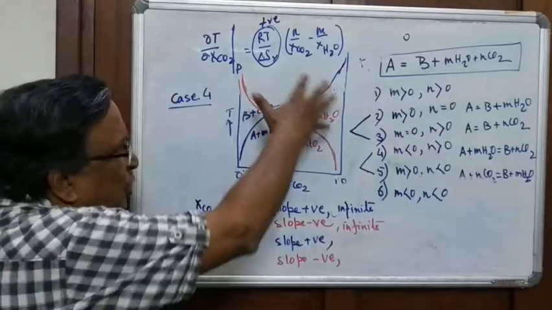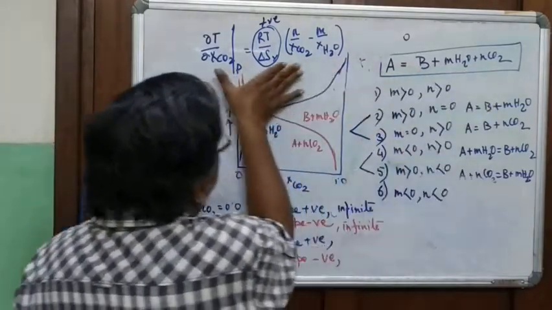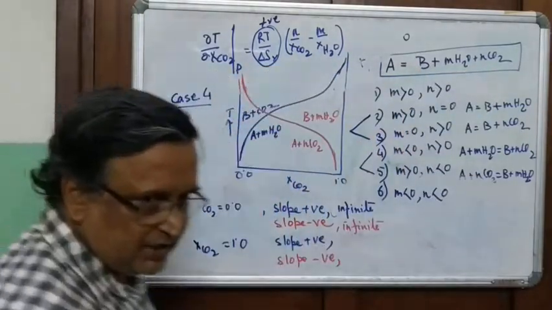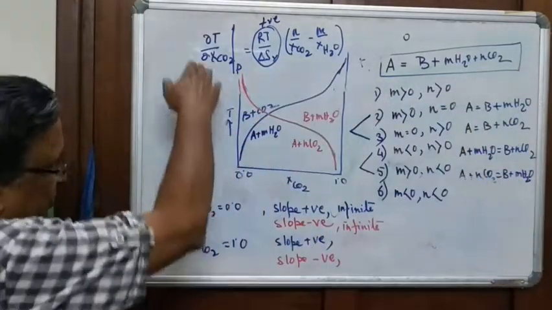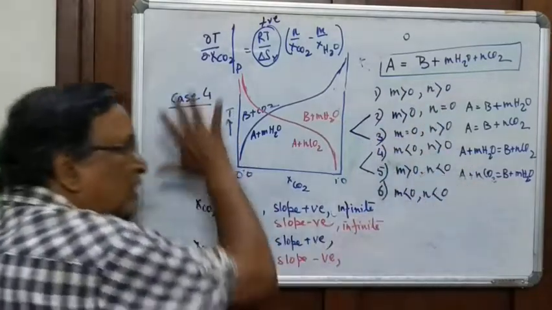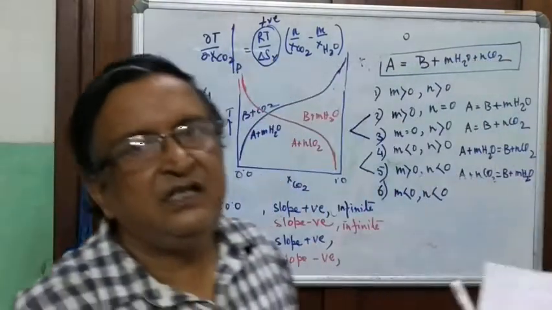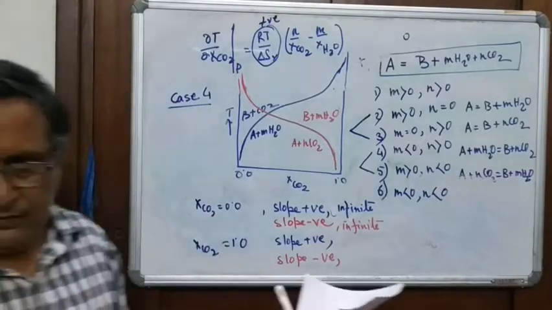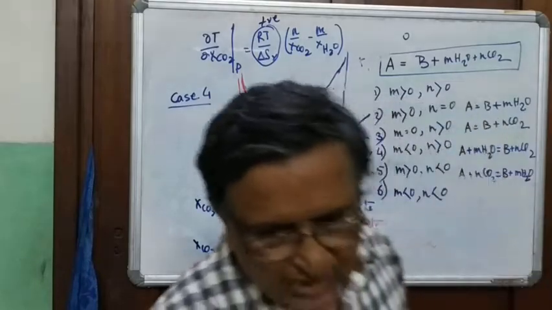So what I have shown you here is from the thermodynamics, from where we get these derivations. I have not derived the whole equation. And this is how the slopes of the reactions look in T-XCO2 space at constant pressure. This is how it looks.